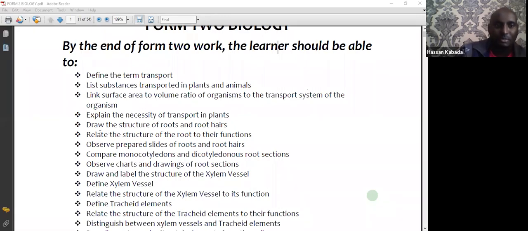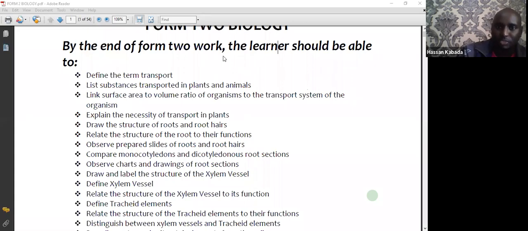Then number five, draw the structure of roots and the root hair. So by the end of this topic, we are expected to draw and of course well label the diagrams of the roots. Of course, we've gone through this, and the root hair, because these are very important elements as far as transporting plants are concerned. Then relate the structure of the roots to their functions. Structure of the roots and their functions, to relate them.